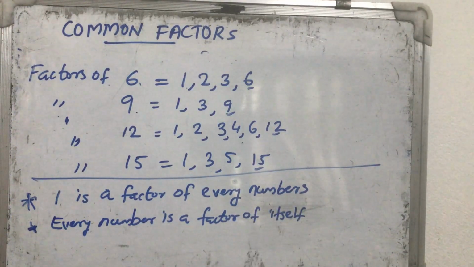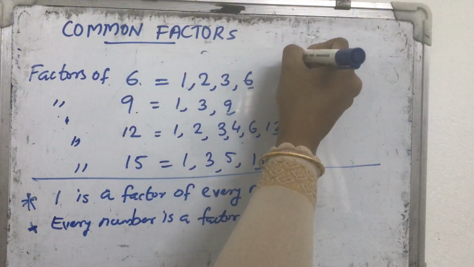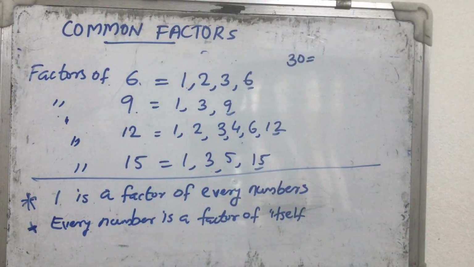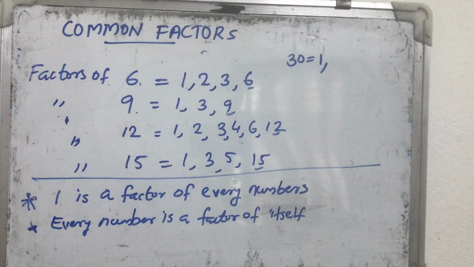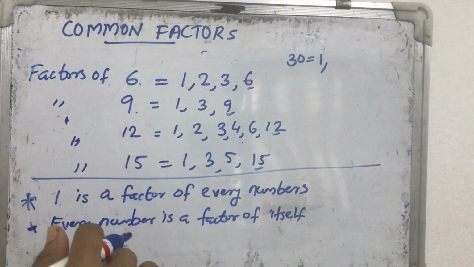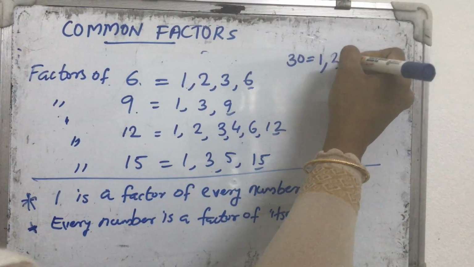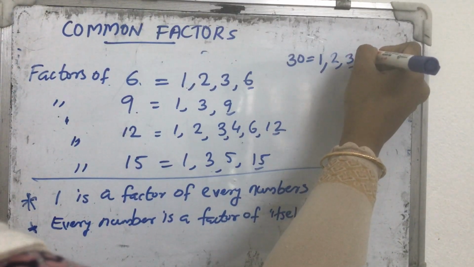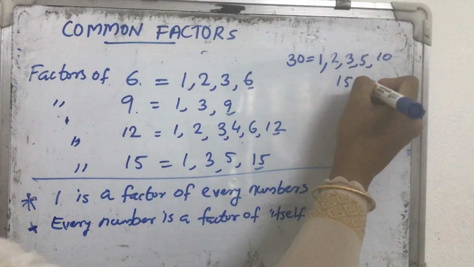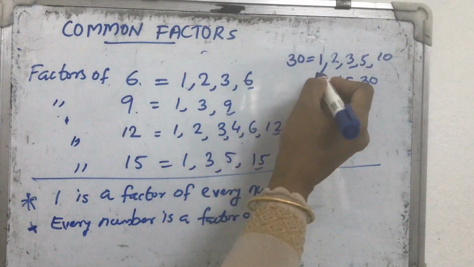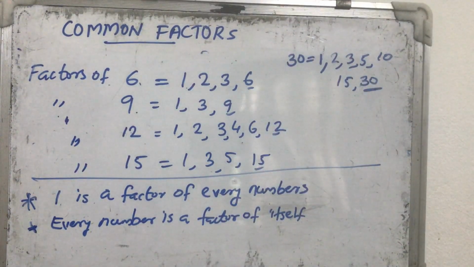Whichever number's factors we take, that number must be a factor of itself. Suppose we are taking the factors of 30, which numbers, when we multiply them, we get 30? 1 into 30 is 30. So 1 and 30 are factors. Then 2 into 15. So 2, then 3, then 5, 10, 15, 30. These are the factors of 30. So look, 1 is already there. For all the numbers 1 will be there, and 30 is another factor. So that is the second property.